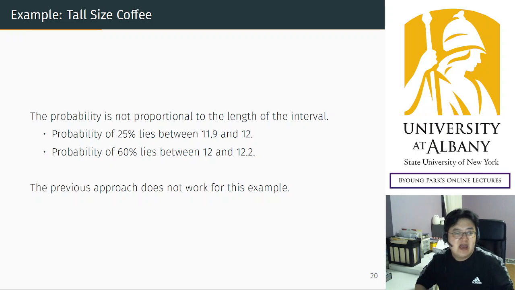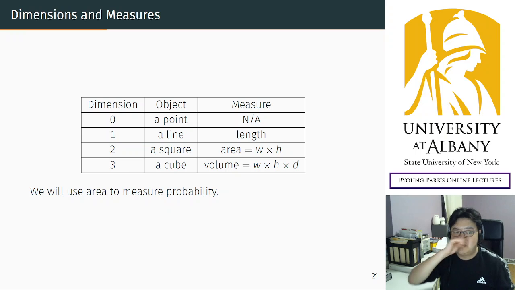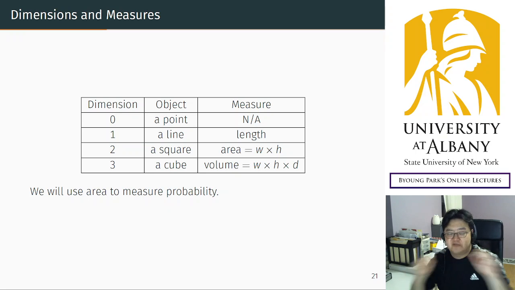I have explained as if the probability can be replaced by the length, but we are going to generalize it. The idea is this: we will increase the dimension, right? We will increase our dimension. Just in general, we can think about up to 3 dimensions. So 0 dimension is a point. There is no measure. A point has no size, no measure, no amount. And in 1 dimension, you have a line. A line is 1 dimension and its measure is length, right?